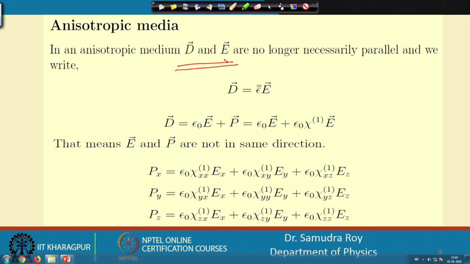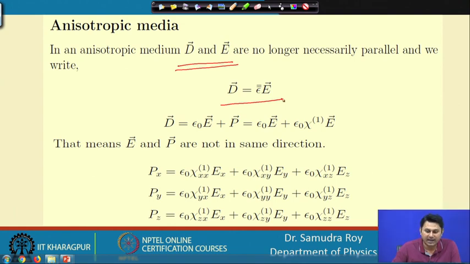Since they are not parallel to each other, we write D is equal to epsilon E, but now my epsilon notation is slightly changed. If you note, I write epsilon bar, double bar. This is a notation of a tensor quantity. We are going to learn what the meaning of this tensor quantity is. The thing is that D and E are now not related by any scalar relation. So, the relation is more complex.